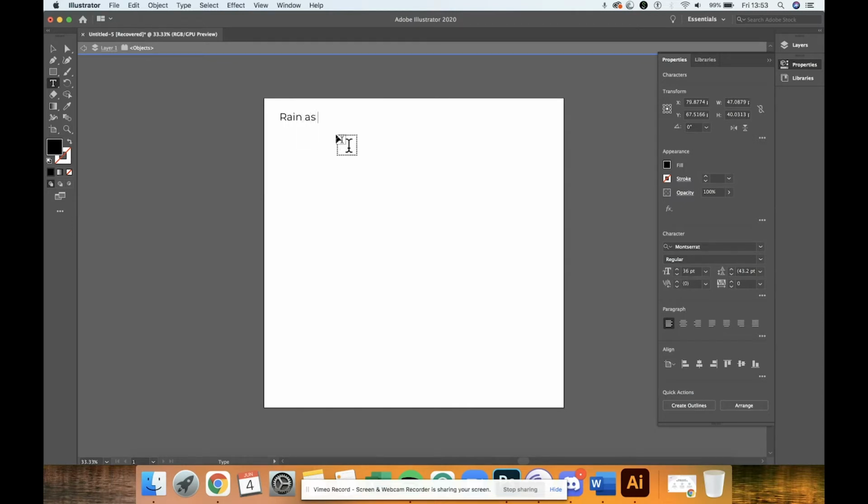Rain as the breath. There's something along the lines of it's essential and it's critical in the Earth's balance. So just start with something like that.